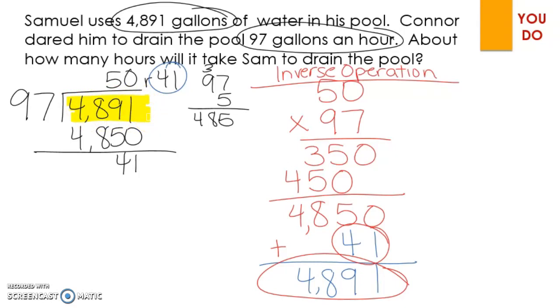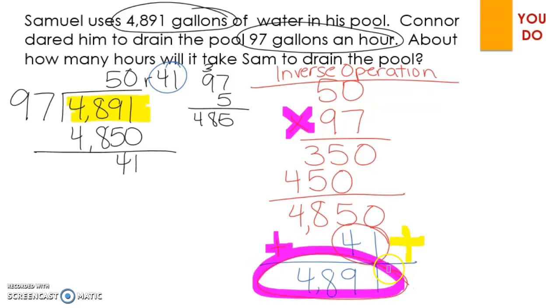If I had multiplied the divisor and the quotient and then added, I should have a multiplication symbol there. If I multiplied the quotient times the divisor and then I added the remainder at the end and I did not get the dividend, then that means I've done something wrong. Maybe I'll show you a quick example before you note if you got the problem right or wrong.